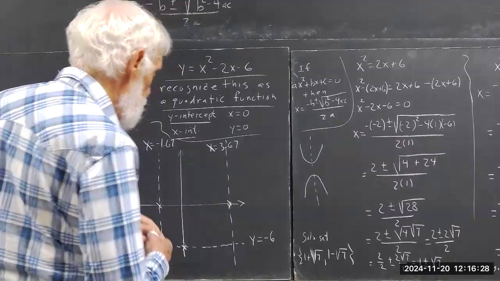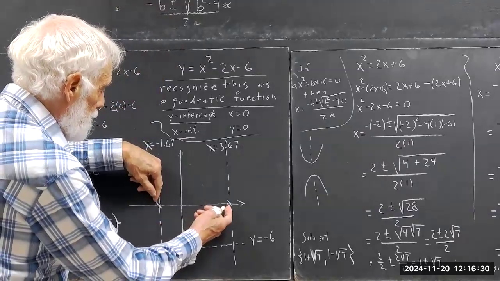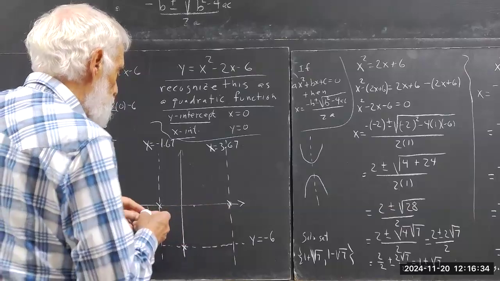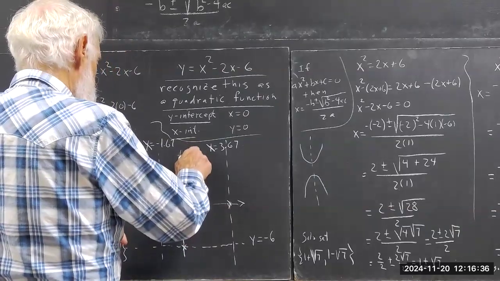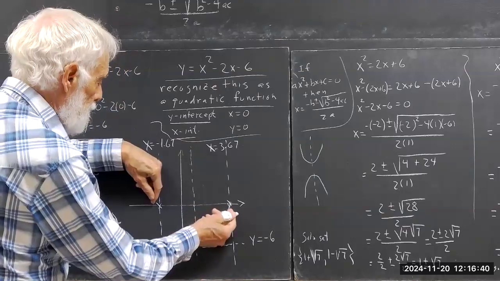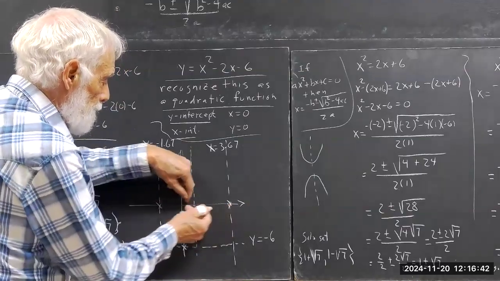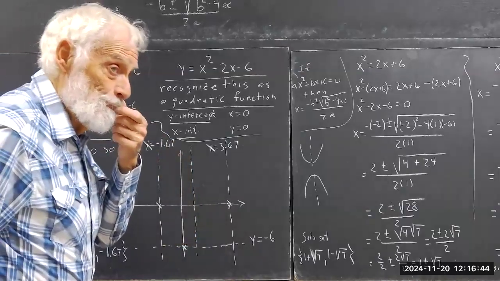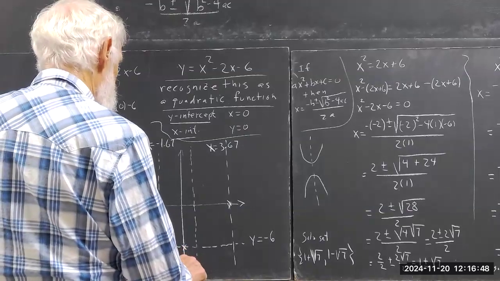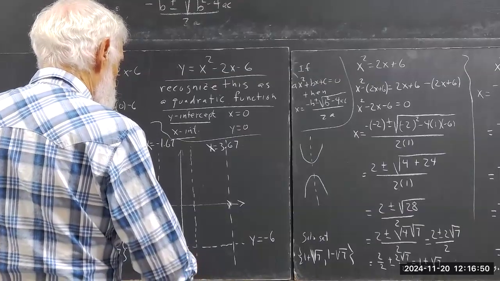So if I take my fingers and move them at the same speed, I find that my axis of symmetry ought to be about here. All I did was move my fingers at the same speed. There's my axis of symmetry.